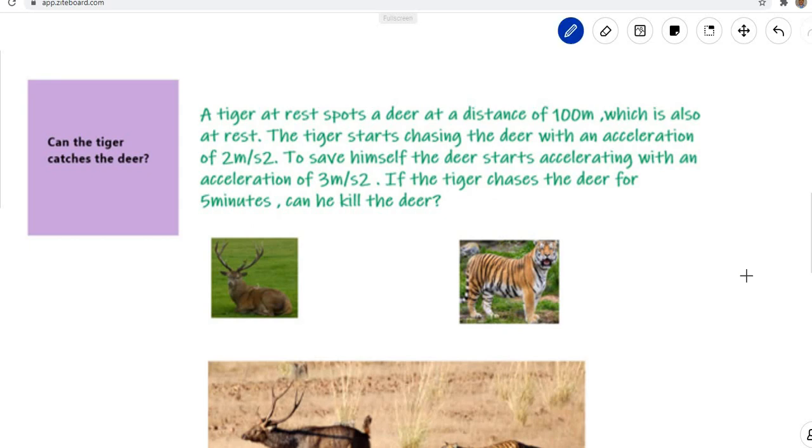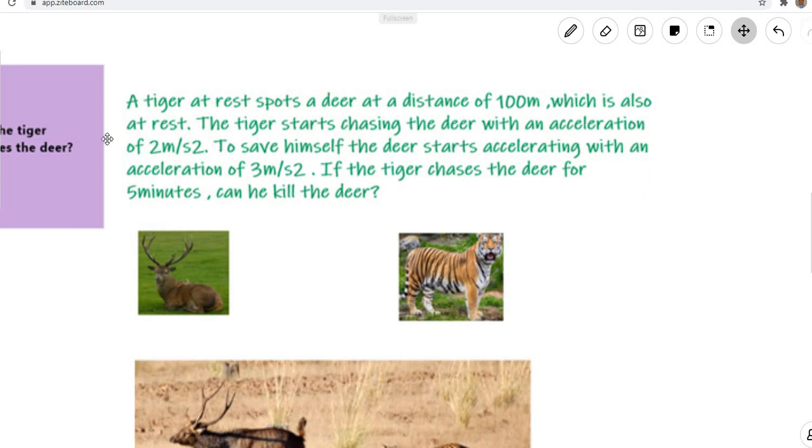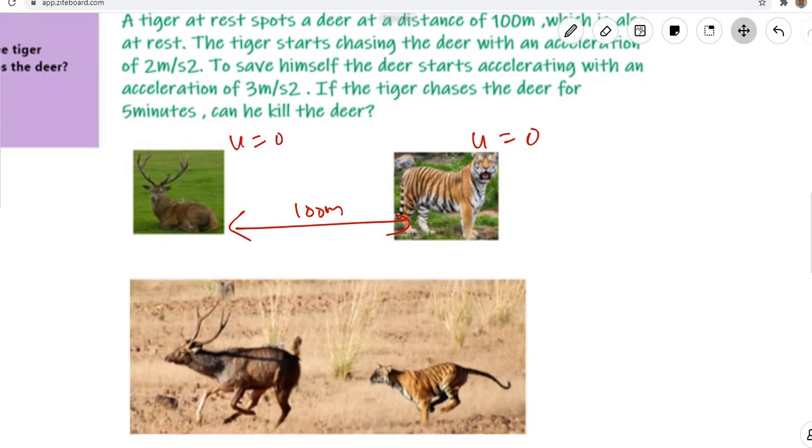What is this problem? Can the tiger catch the deer? Let's see. Very simple problem. A tiger at rest. So tiger at rest means, let us take the velocity of the tiger as 0. It spots a deer at a distance of 100 meters, which is also at rest. Okay, the deer is also at rest. And what is the separation between them? Initially 100 meters. The tiger starts chasing the deer with an acceleration of 2 meters per second square. The moment it spotted the deer, this tiger started moving with an acceleration of 2 meters per second square.